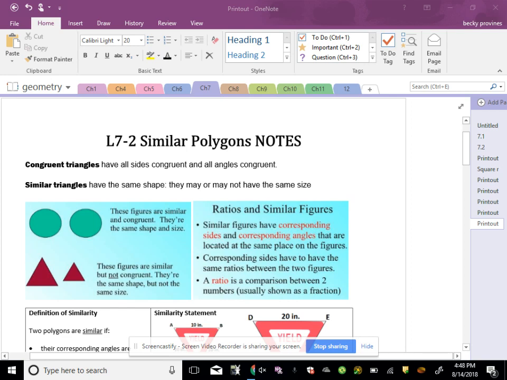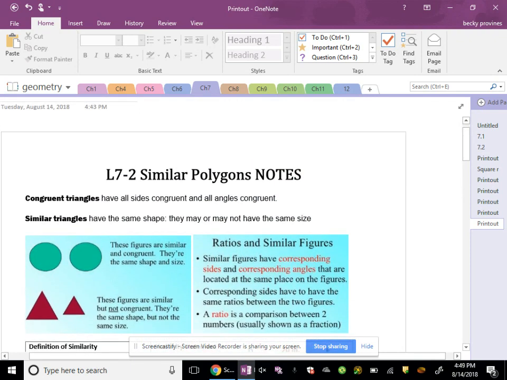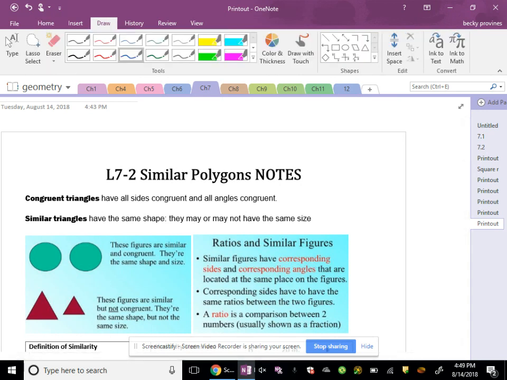To go over lesson 7.2 over similar polygons. So last semester, during semester 1, we talked about congruent polygons. Congruent polygons have all equal sides and all equal angles. And this is an idea from last semester, so we need to distinguish between what we're doing this semester.